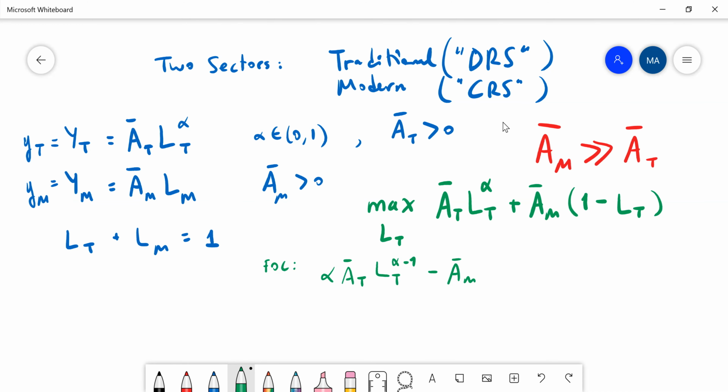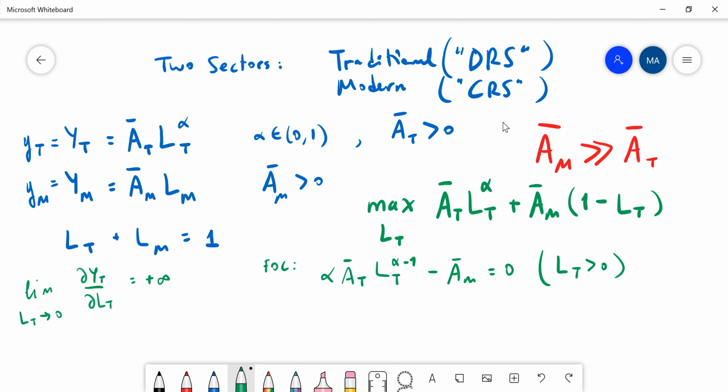Okay, and if this is interior, I can equate this to 0 by assuming that there will always be some workers employed in the traditional technology, because its marginal productivity goes to positive infinity when L_T goes to 0, right? So the marginal productivity in the traditional sector goes to positive infinity, as you see, when labor goes to 0. So there will always be somebody working in the traditional technology, in the traditional sector.